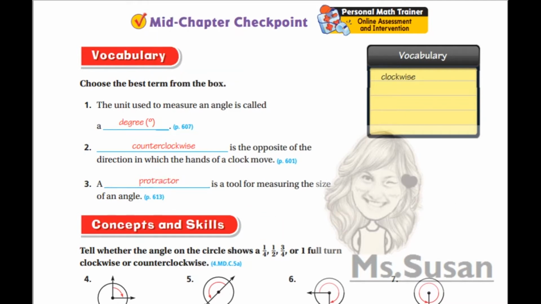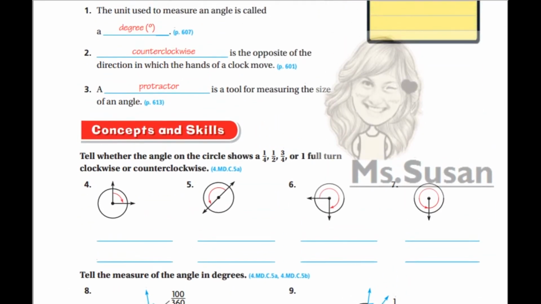Okay, now let's move to question number 2. Let's read the head of the question. Tell whether the angle on the circle shows a fourth, half, 3/4, or a full turn, and whether it is clockwise or counterclockwise. So we have to say what is the fraction that this angle makes, and if the direction of the angle is clockwise or counterclockwise. So let's remember first what is the direction of the clockwise.